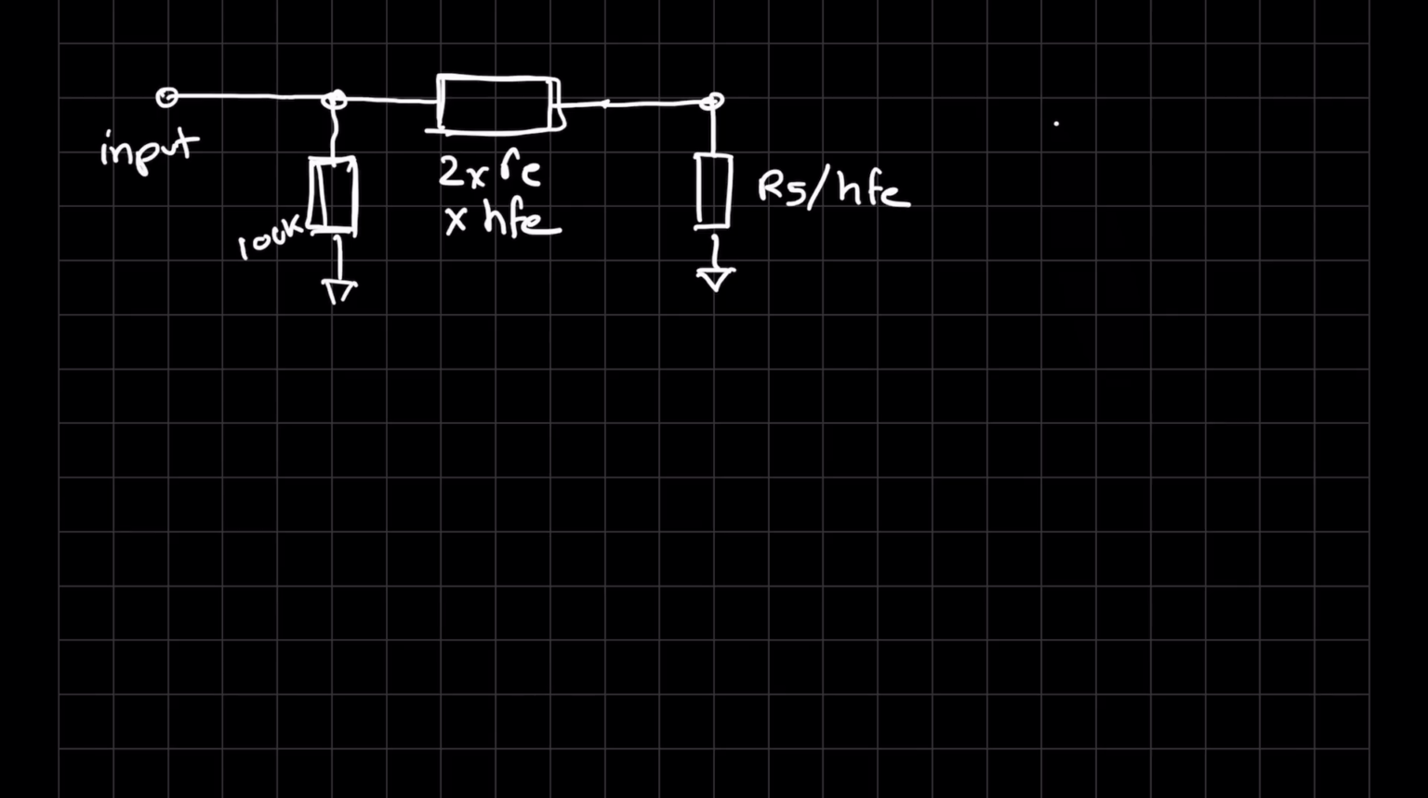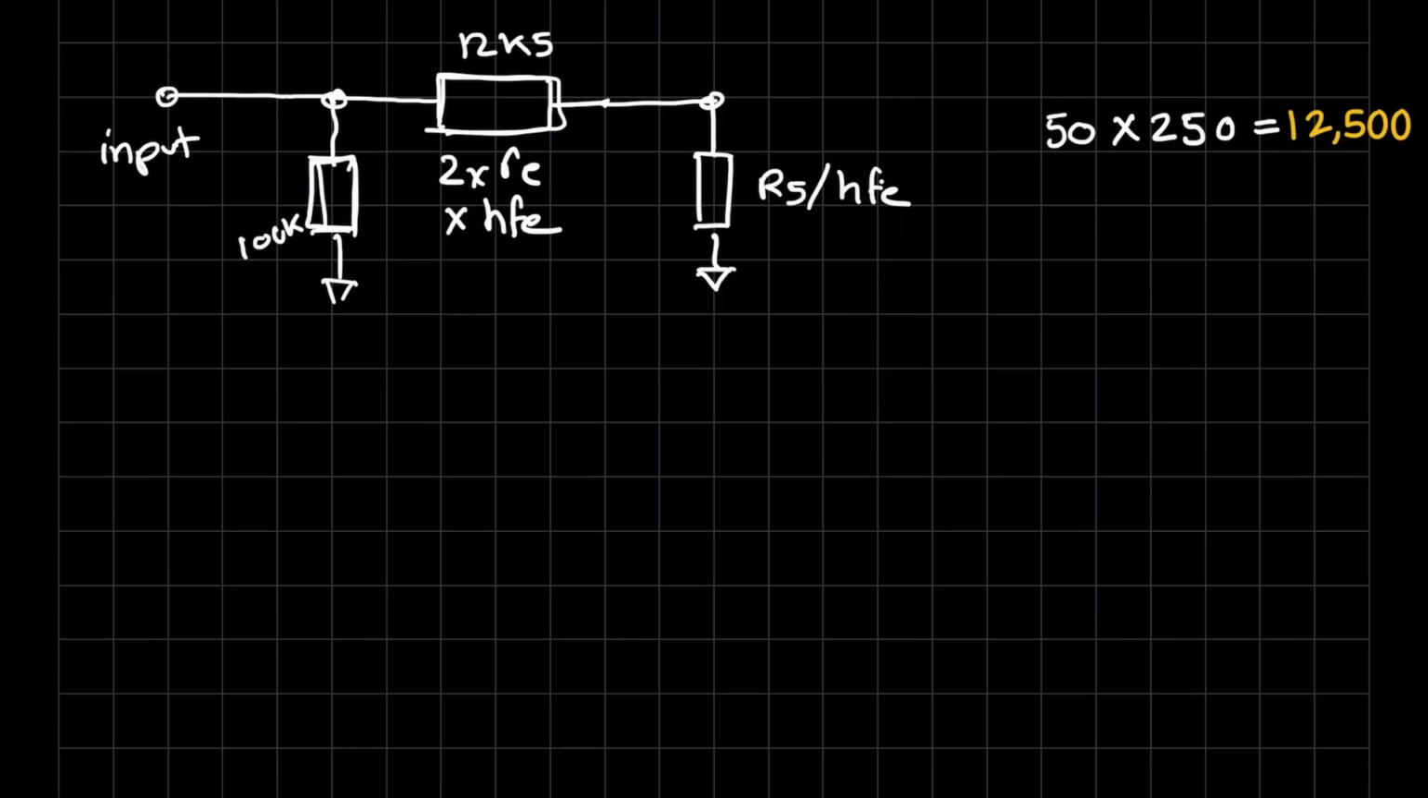So we know RA is 25, so 2 times 25 is 50, and we know HFE is 250, so we can do 50 times 250, which is equal to 12,500, so that's this resistance here, 12K5. Our R5 resistor is going to be amplified by the amplification we had over here, and it's going to be divided by the amplification that we had on this side. So we can basically get rid of this HFE, and we are just left with R5. Obviously, we've said R4 is significantly larger than R5, so we're ignoring it.